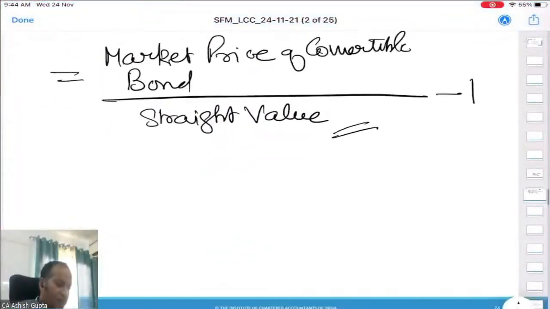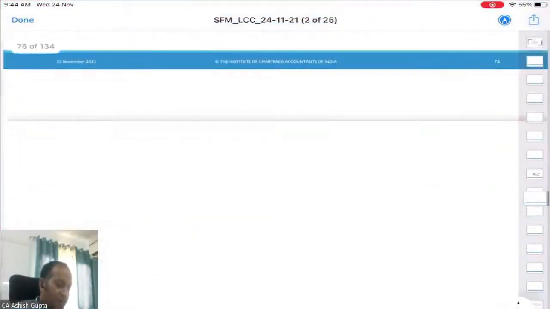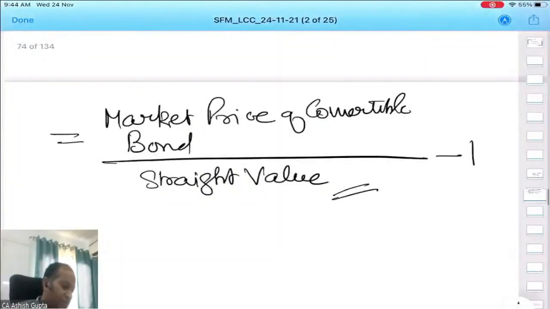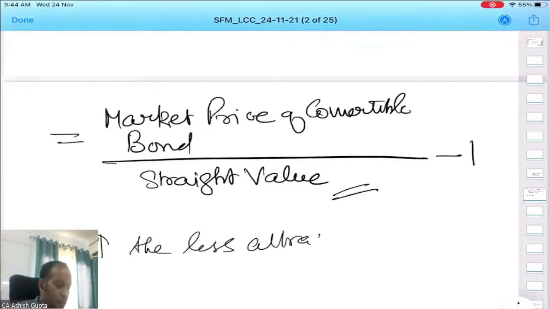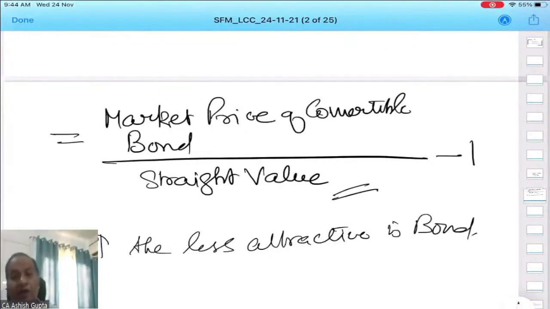Okay, students. So here we compute this, and the higher this ratio, the less attractive the debenture will be, because we are paying a huge premium.